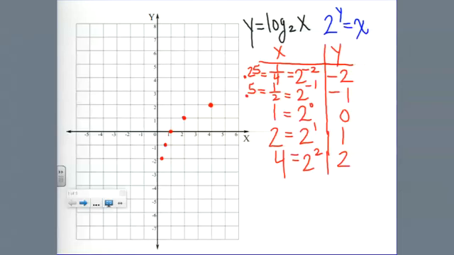And our log graph looks similar to the previous one. So here's the graph of this one.